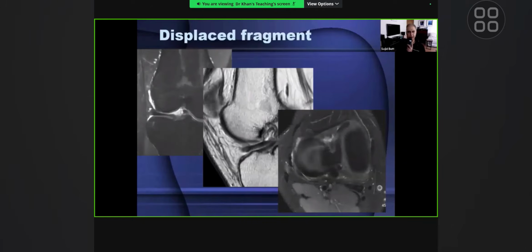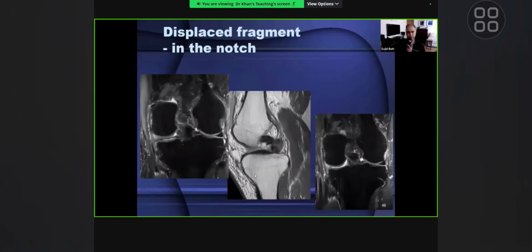Another example of displaced meniscal fragment, this time present in front of the anterior cruciate ligament on this side. Another example of displaced meniscal tissue in the intercondylar notch. It just looks like a big globular mass of fibrous tissue. And notice the absent and attenuated medial meniscus.